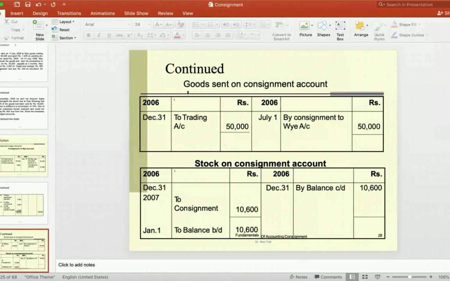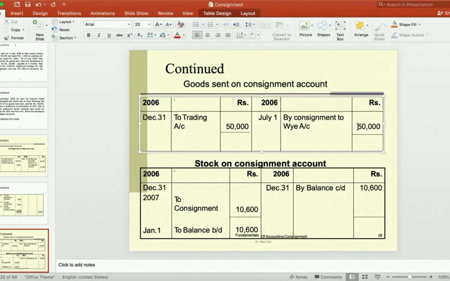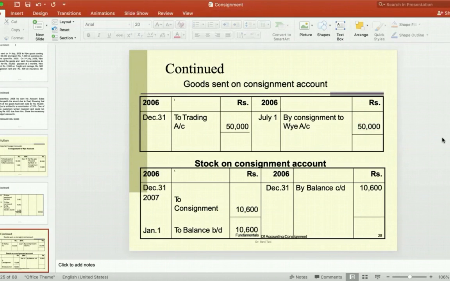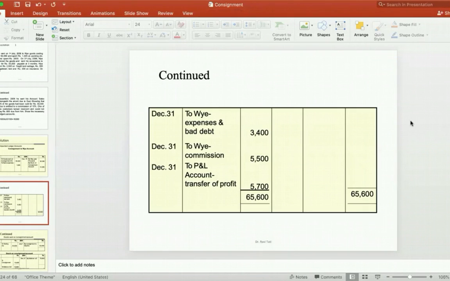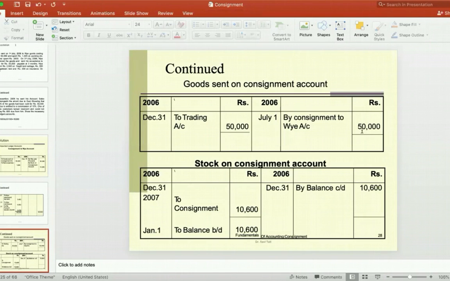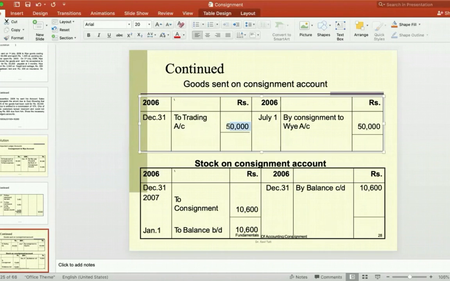What is debited in the consignment account will be credited here. So goods sent on consignment account: it is debited to the consignment account, and credited to the goods sent on consignment account. Look at this one. 50,000 is debited in the consignment account, whereas in goods sent on consignment, it is credited. What was written here is written here, right? And the balancing figure is 50,000. There is no balance on the debit side. It is 50,000 transferred to the trading account.